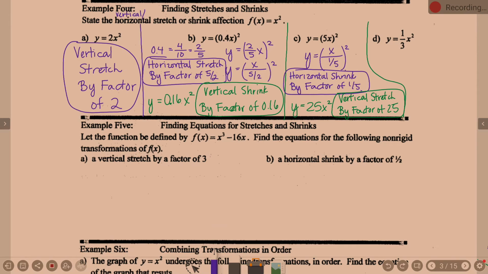Okay, D, not as much writing for this one. I got like 2 inches of space. Okay, D, y equals 1/3 x squared. What are your thoughts here? Horizontal shrink by a factor of 1? No, vertical shrink.